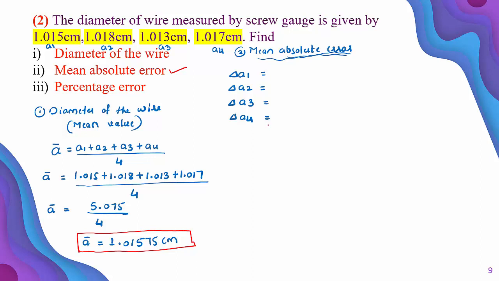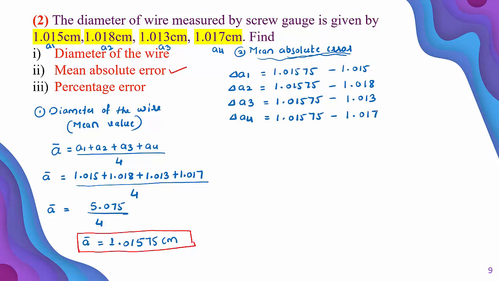What is the formula for absolute error? Mean value minus measured value. Mean value we got 1.01575. In each case we have to write mean value minus measured value. The measured values are given in the problem: the first one is 1.015, second one 1.018, third one 1.013 and the fourth one is 1.017. Now you can find the absolute error. Right? Now find the values of all the 4 measurements.